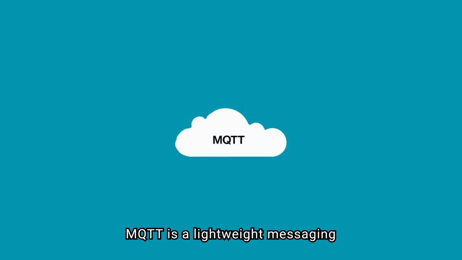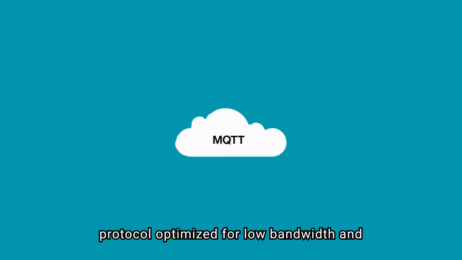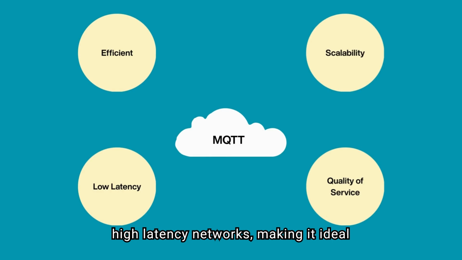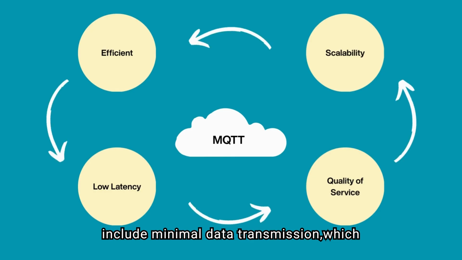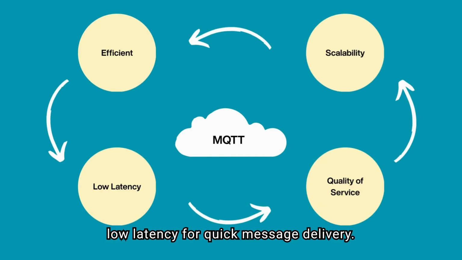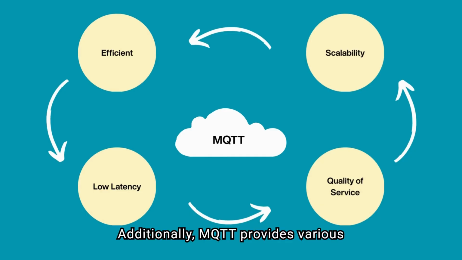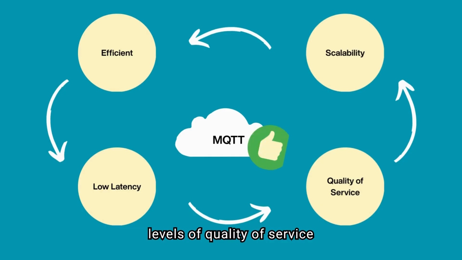MQTT is a lightweight messaging protocol optimized for low bandwidth and high latency networks, making it ideal for IoT applications. Its advantages include minimal data transmission, which suits resource-constrained devices, and low latency for quick message delivery. Additionally, MQTT provides various levels of quality of service, QoS, for reliable message delivery and supports a large number of connected devices, enhancing scalability in extensive IoT networks.